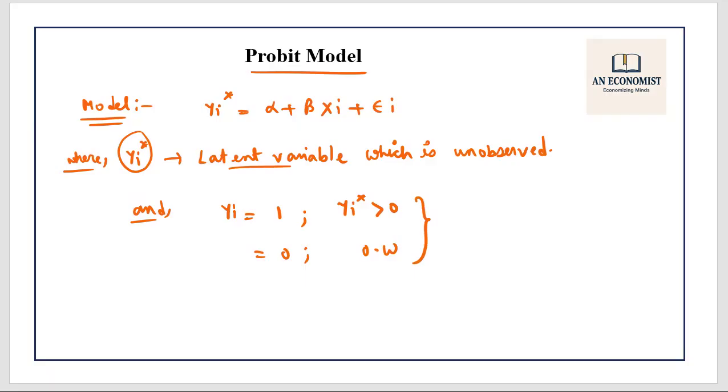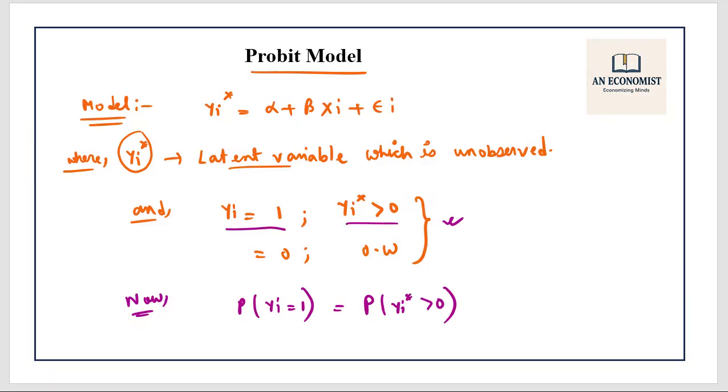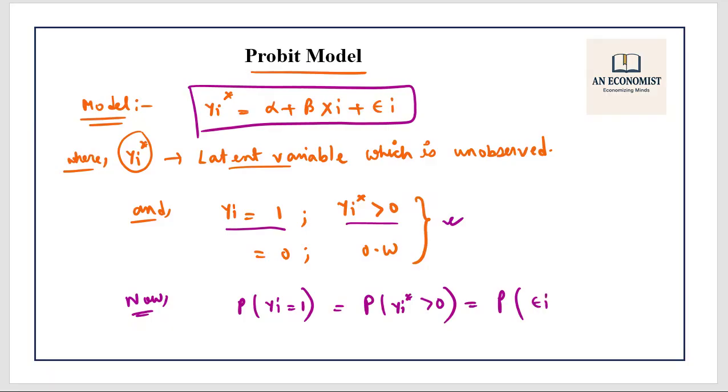Now how do we proceed with this formulation? Suppose we want to find the probability that yi equals 1. If you use this, it directly means that yi star has to be greater than 0. Probability of yi taking the value 1 means yi star is strictly greater than 0. Using this particular expression, you can write it as the error term being strictly greater than minus alpha minus beta xi. I hope this is absolutely clear. Use this and you will get this.